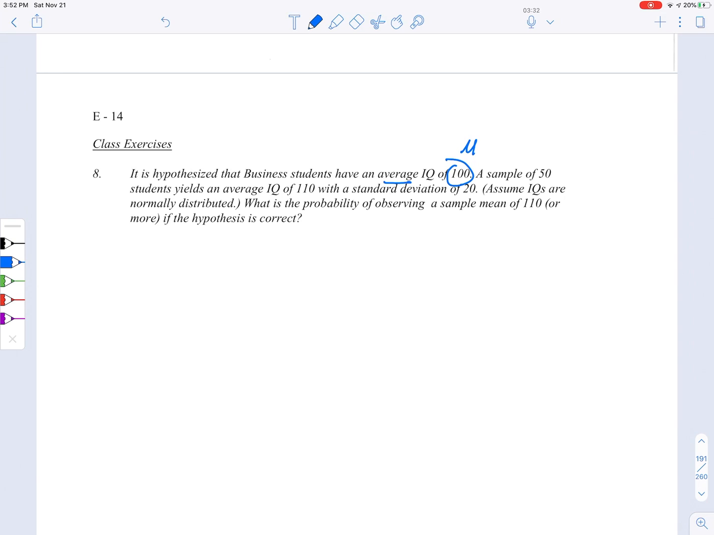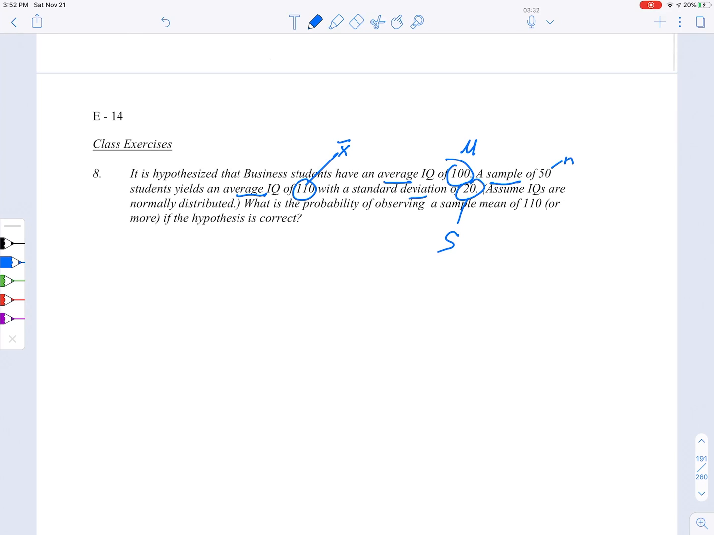Okay, now the next statement is where we start talking about a sample. So we take a sample of 50. So that's not a big N, but a little n. Yields an average IQ of 110. Remember, this is still in the statement about the sample, so that's an X bar, not a mu. And a standard deviation of 20, that is an S. So that's a sample standard deviation, not a sigma.